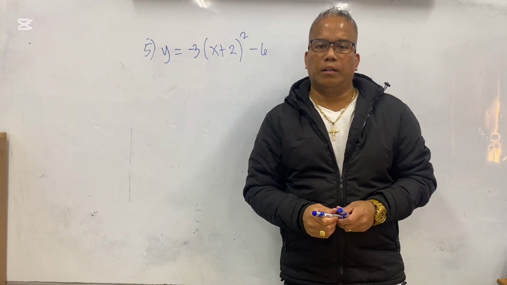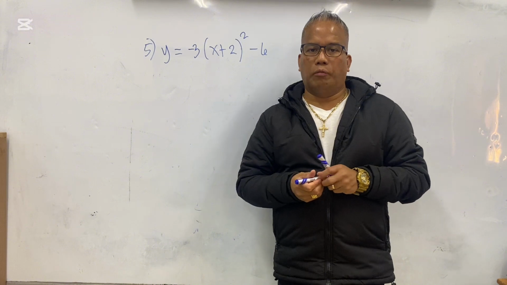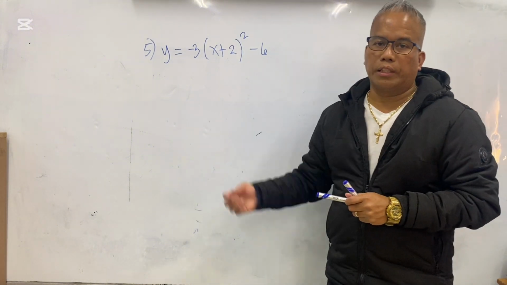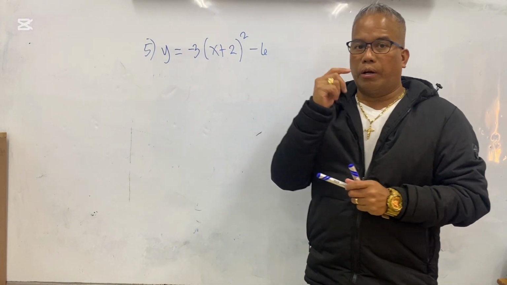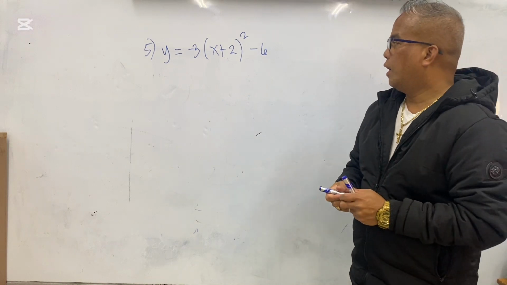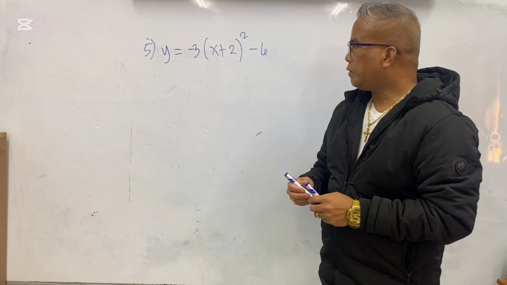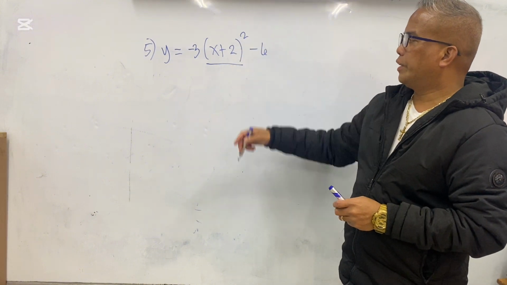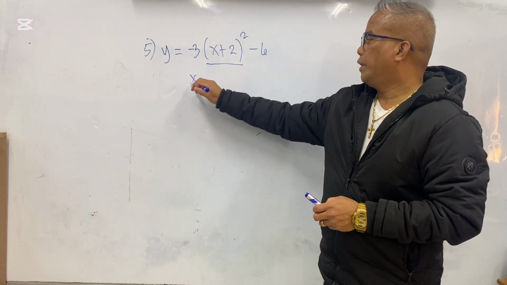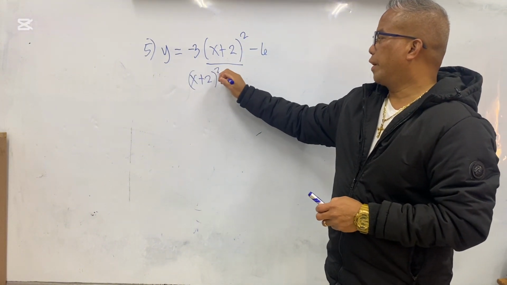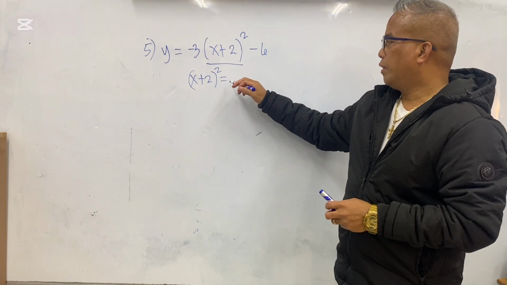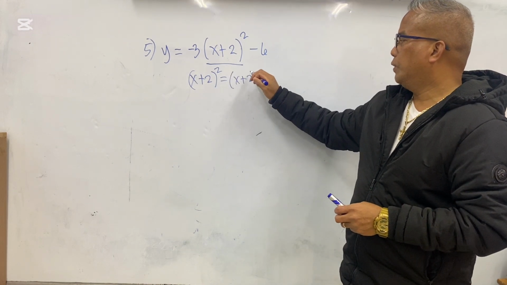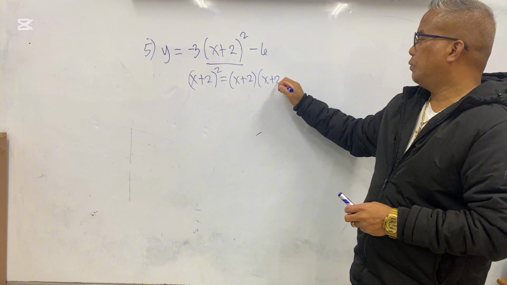So we are looking for the general form of this, but this is written in vertex form. We are going to change it to general form. First, we are going to simplify (x plus 2) raised to the second power. (x plus 2) squared is equal to (x plus 2) times (x plus 2).